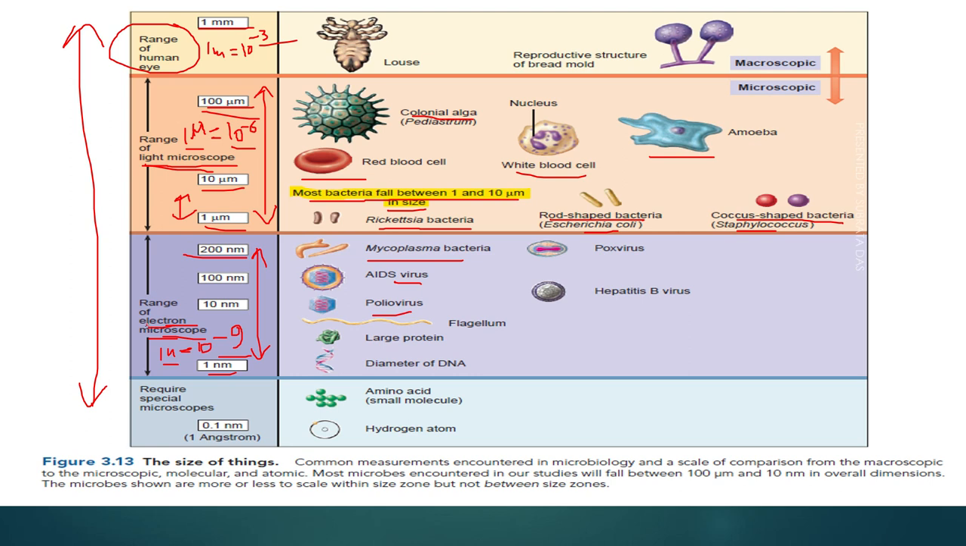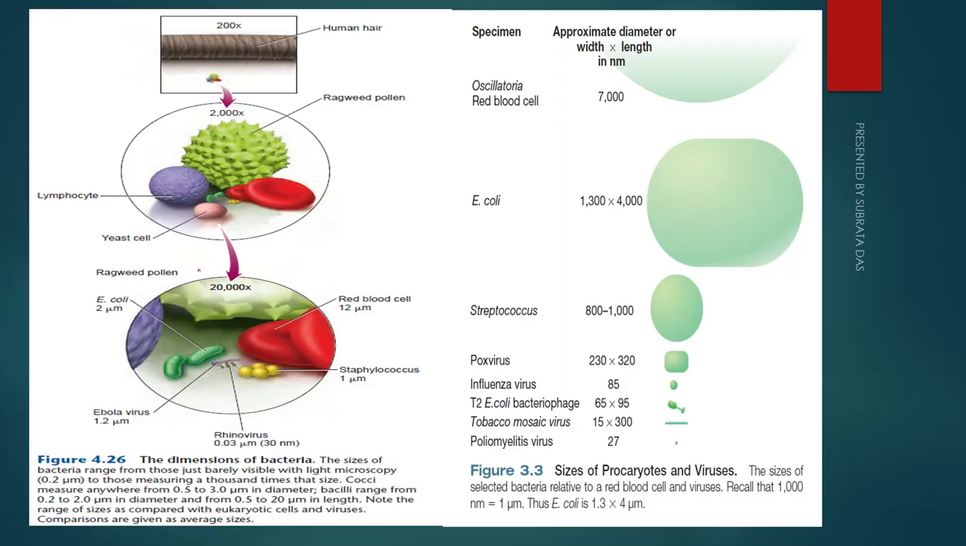Okay, so by electron microscope we can see the viruses and mycoplasmas. Also the diameter of DNA is 1 nanometer, and we can also see it by electron microscope. Okay, so these are the size ranges used to see the microorganisms, that means the human cells or the bacterial cells or the viruses. Okay, so now move on to the next.